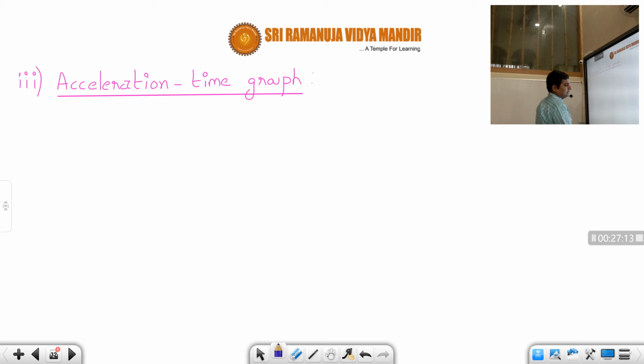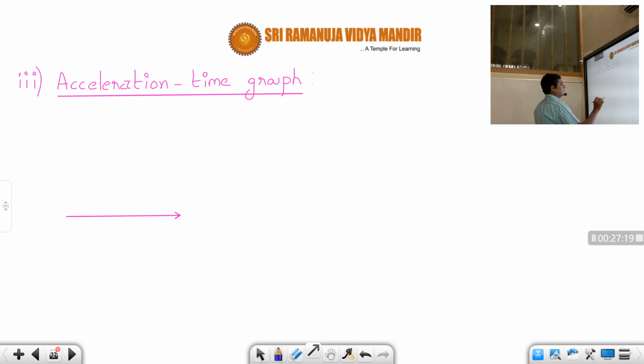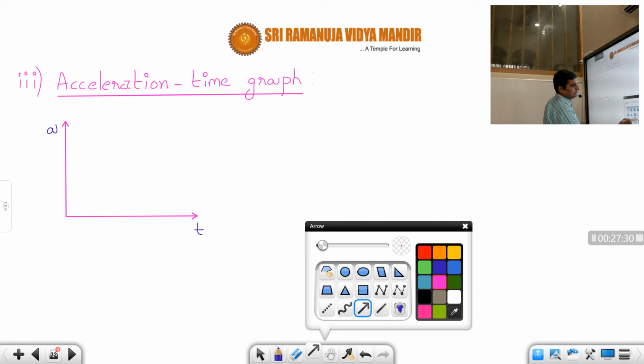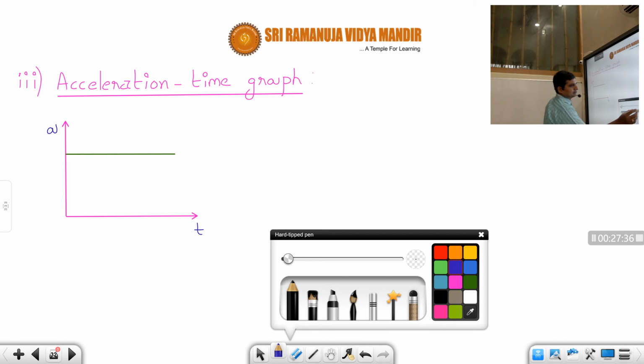Okay, so now let us take one at graph, students. Suppose let us say this is the time and this is the acceleration. Let us say this is acceleration and this is time. Okay, students. So now the graph for this, initially, let us start with a simple one. Let us say it is a straight line like this, students.